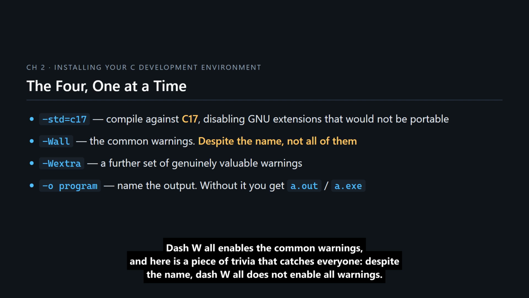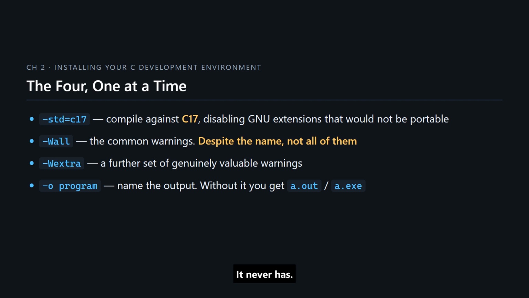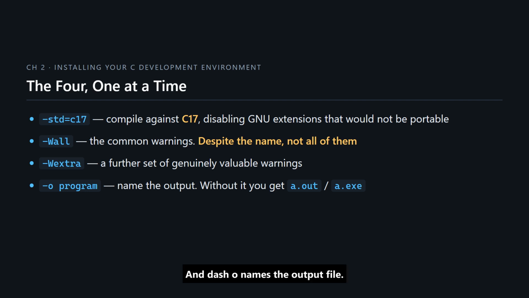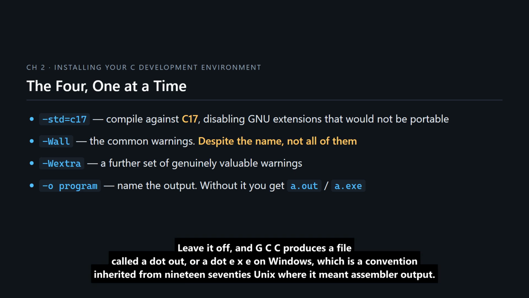-Wall enables the common warnings, and here is a piece of trivia that catches everyone despite the name. -Wall does not enable all warnings. It never has. -Wextra adds a further set of genuinely valuable ones, which is why we always use the pair together. And -o names the output file. Leave it off, and GCC produces a file called a.out, or a.exe on Windows, which is a convention inherited from 1970s Unix where it meant assembler output.